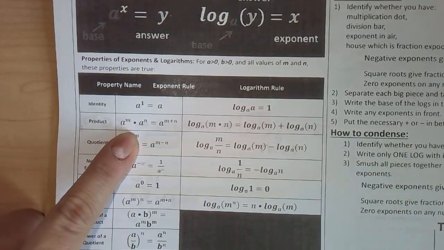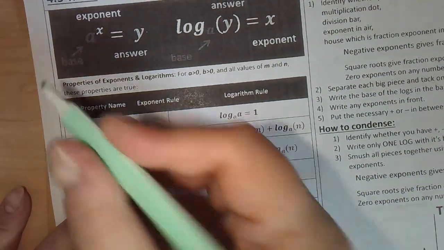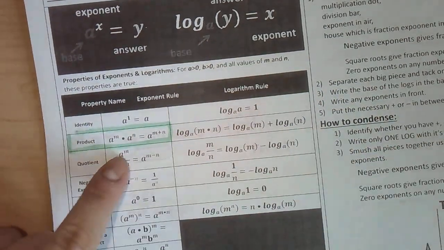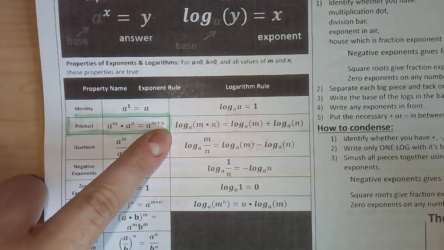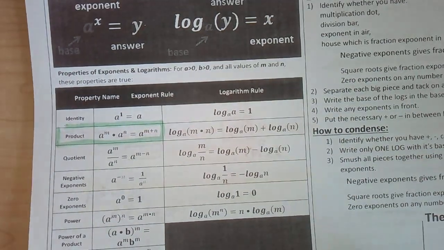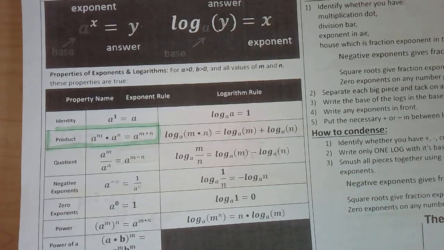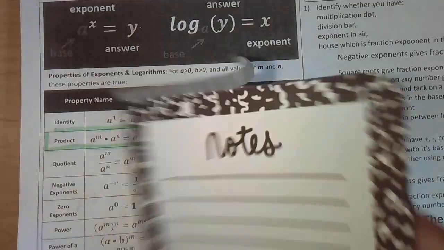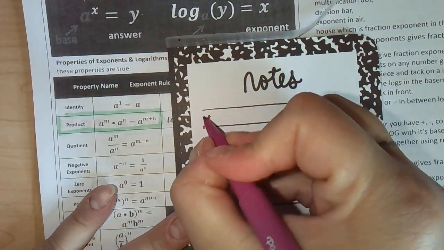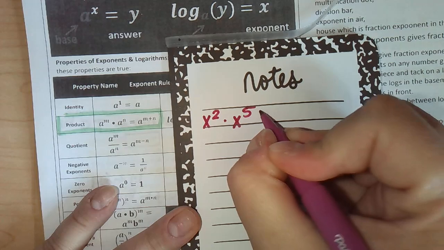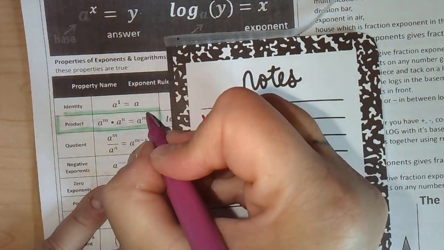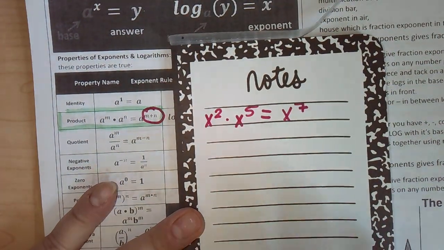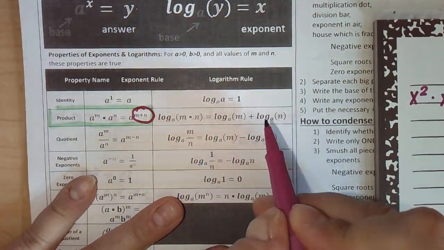Okay, so back in the day, if you remember, for exponentials, there was a rule called the product rule, where if you're multiplying like bases, you add the exponents. Hold on, let me find a blank page. Okay, so this was for exponentials. Let's say we have x squared times x to the 5th. For exponentials, you add the exponents to get x to the 7. You see that?